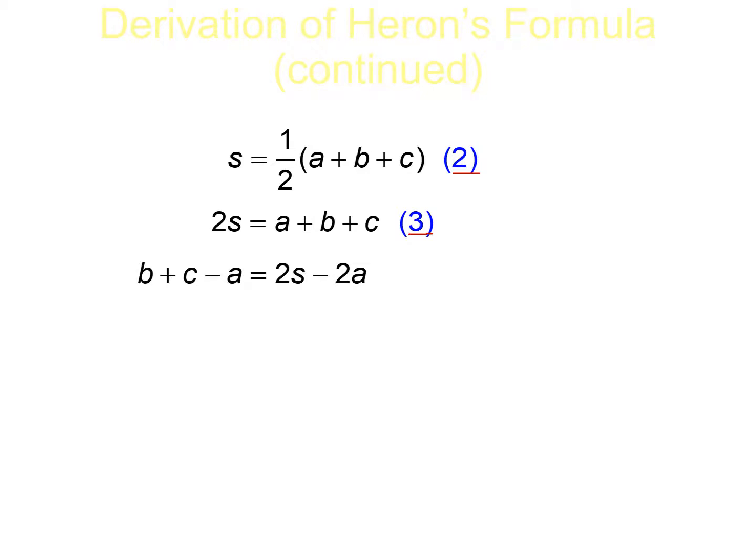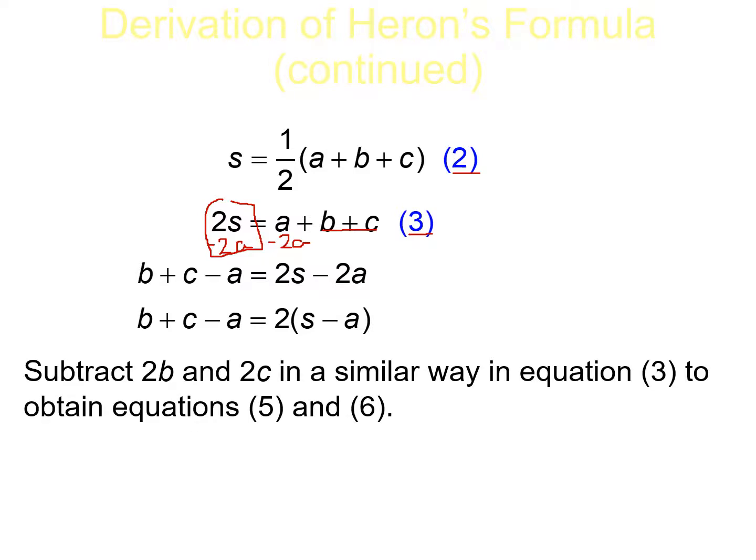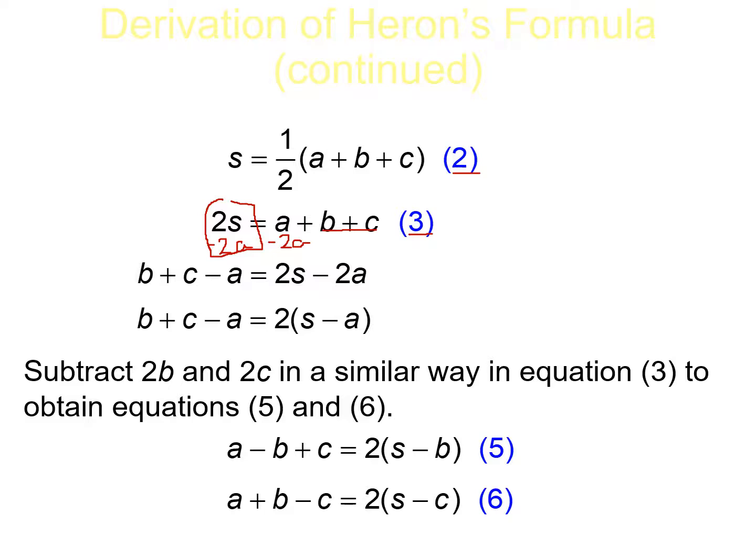Now, I want to get b plus c minus a. So I want b plus c, and I want a minus a here. So I'm going to subtract 2a from both sides. So I get the equation b plus c minus a is equal to 2s minus 2a. And I want to factor 2 out of the right side. Now I'm going to subtract 2b and 2c similarly to get equations 5 and 6. So equation 5 is a minus b plus c is equal to 2s minus 2b. And equation 6 is a plus b minus c is equal to 2s minus 2c.